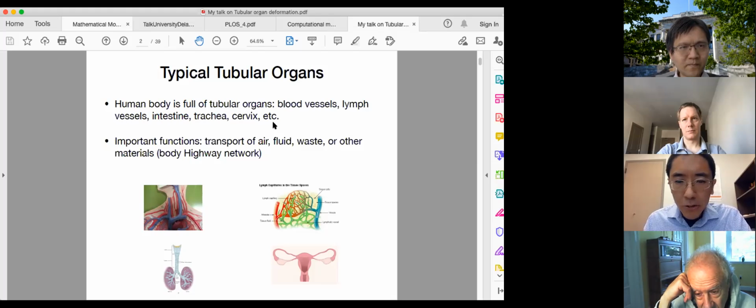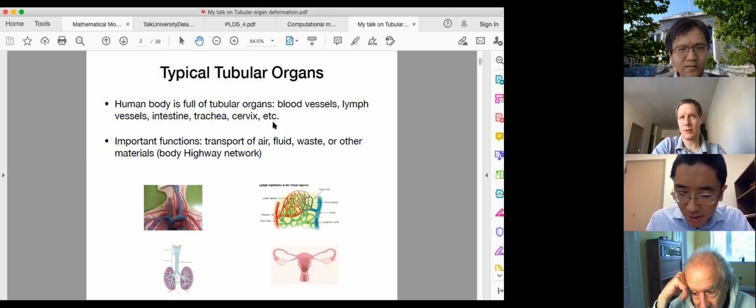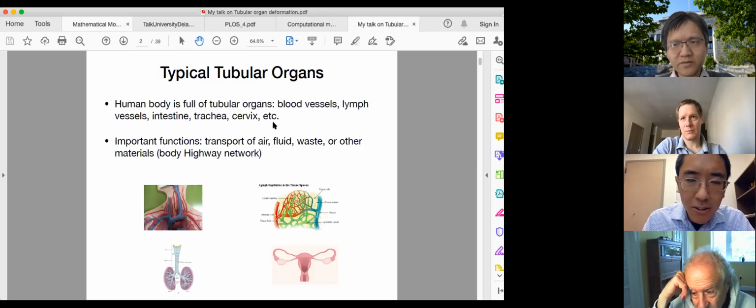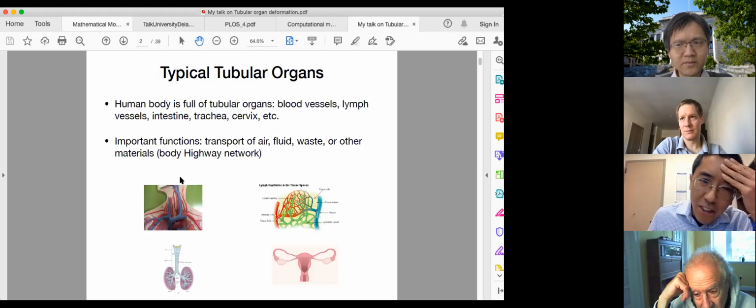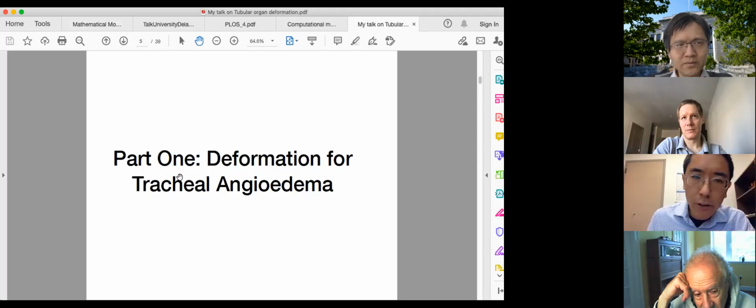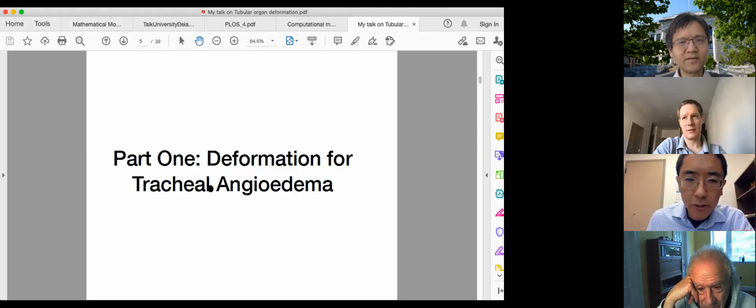The first one is the deformation for tracheal angioedema. Just a question, are you still on slide 2 or are you moving to the next slide? Yeah, now it's part 1, deformation for tracheal angioedema. No, are you still on page 2? Not seeing that. What we are seeing is slide 2. We're seeing your Adobe, not your presenter view. Okay, I think there's a problem. Maybe I should not go into full screen. Can you now see my part 1? Yes, this is fine. Okay, let's just do this.